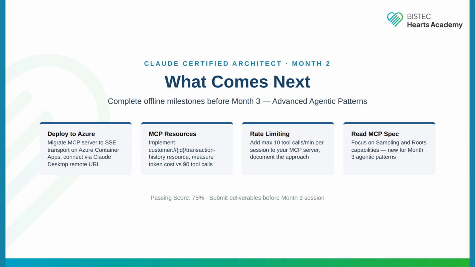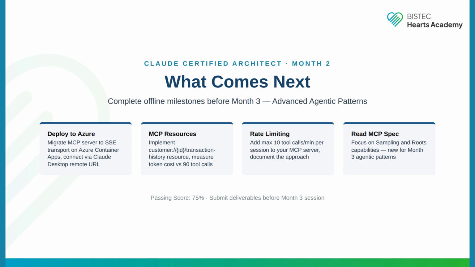Adding rate limiting to your MCP server, 10 tool calls per minute per customer session, protects against runaway agentic loops and introduces you to the operational discipline that production AI systems require. And reading the MCP specification sections on sampling and roots prepares you for what's coming in month 3.